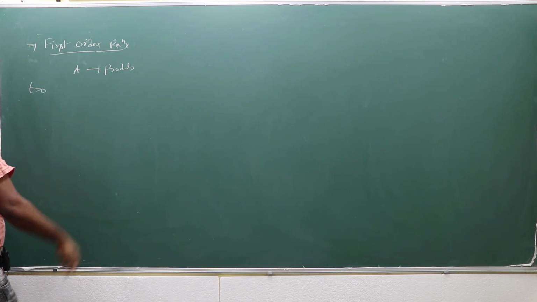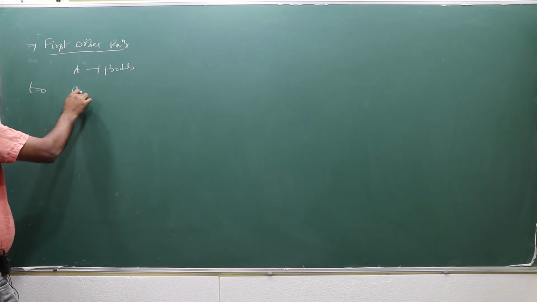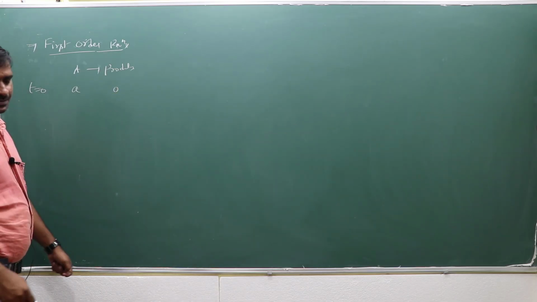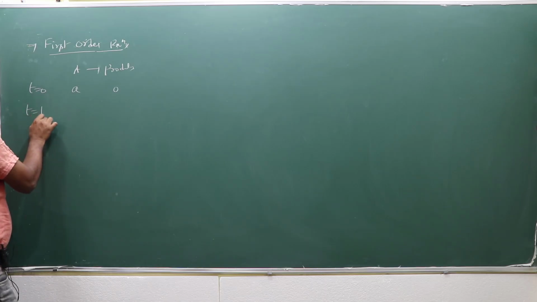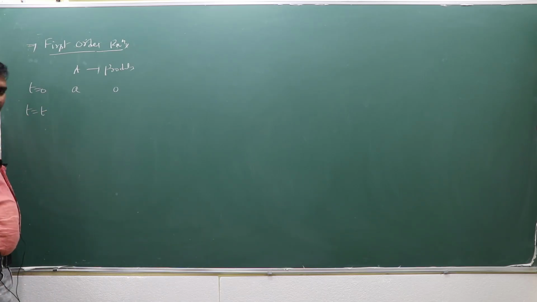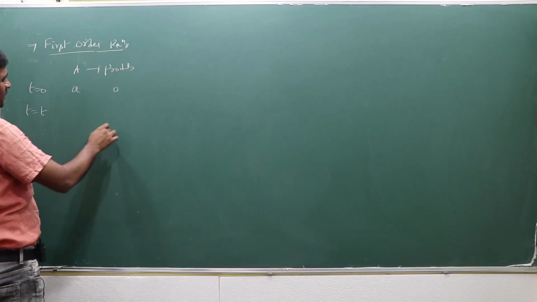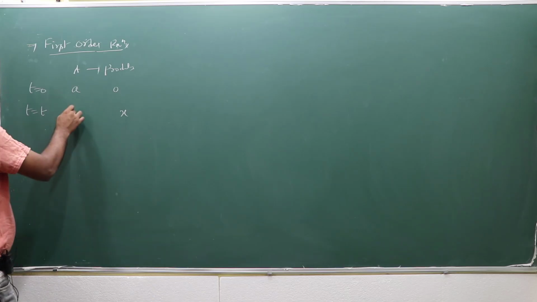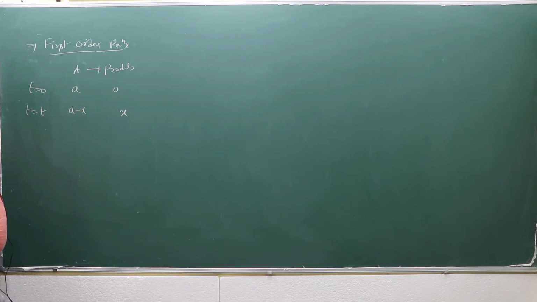Now at time t equal to 0, suppose the initial concentration of the reactant molecule is a, and there is no product, so 0. After some time, while the reaction is going on, suppose x is the product formed, and a minus x is the reactant molecule left. a is the initial, x is the formation, and a minus x is left. How much reactant is left? a minus x. How much product is formed? x.